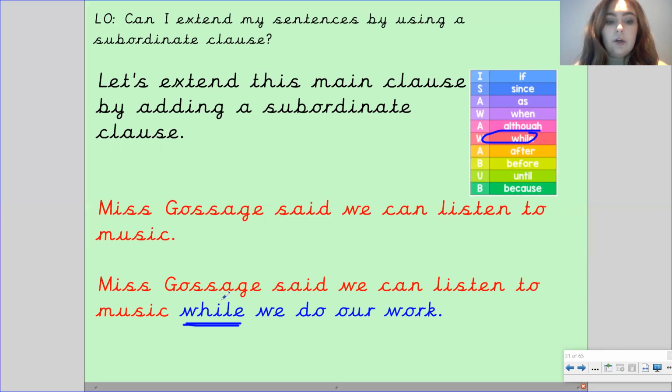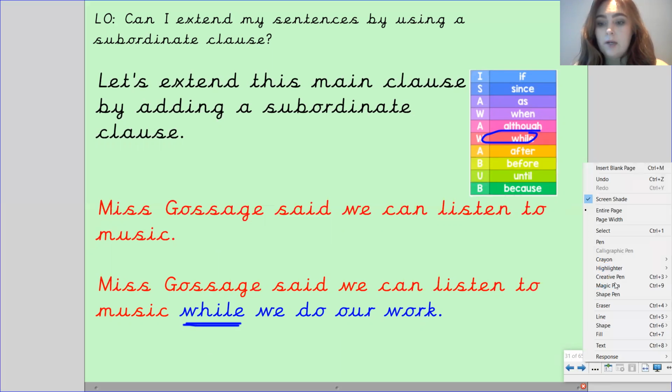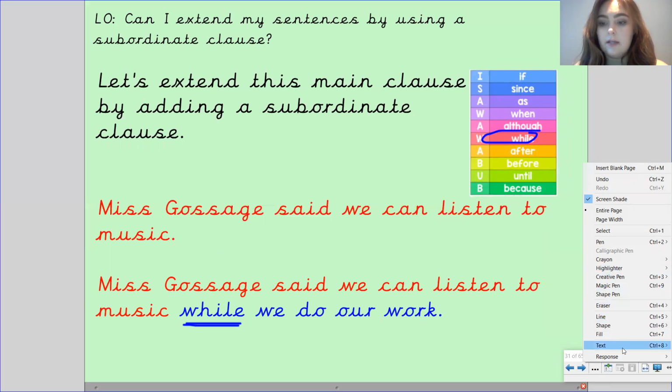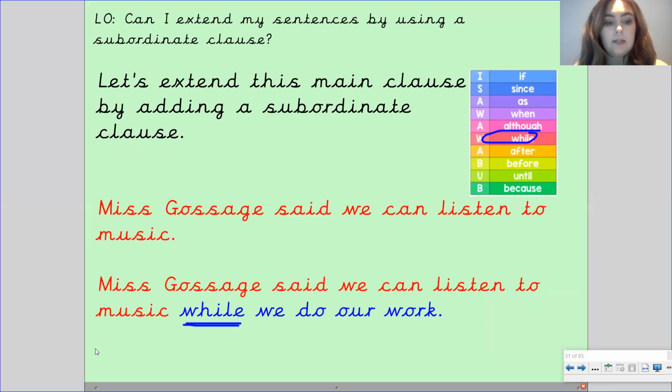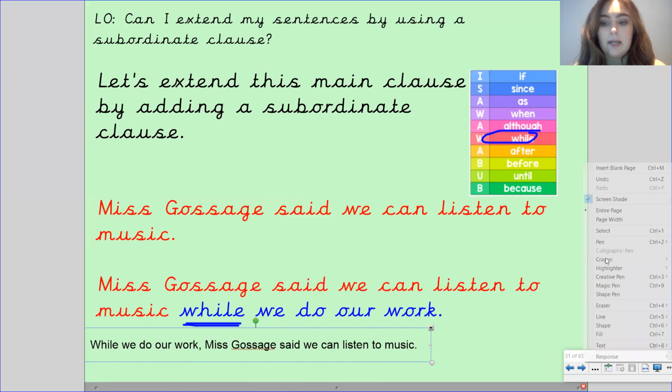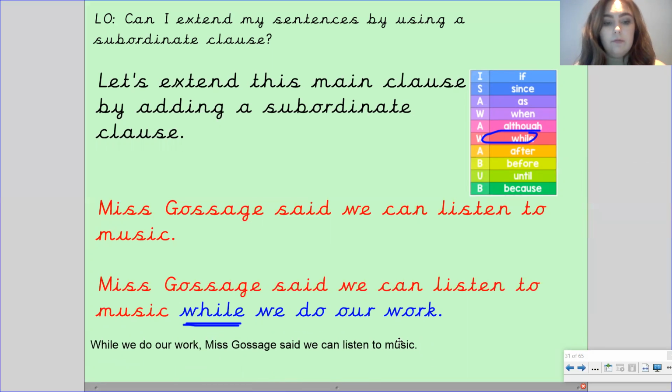Now we could also have this at the start of our sentence. So if we decided to have our subordinate clause at the start of our sentence, then we could write, while we do our work, and remember, you need a comma, Miss Gossage said we can listen to music. So that's another way that you could add in a subordinating clause if you would like.